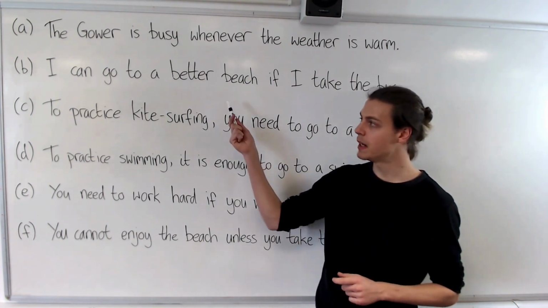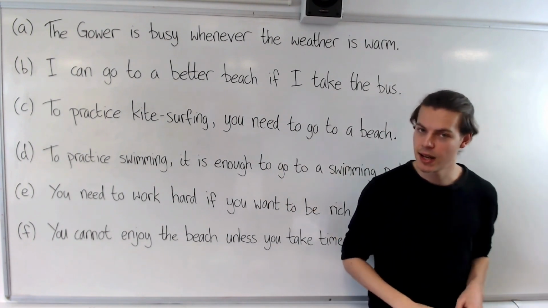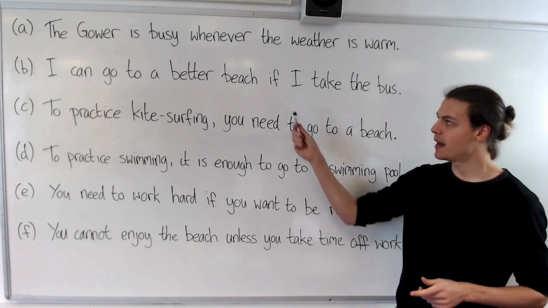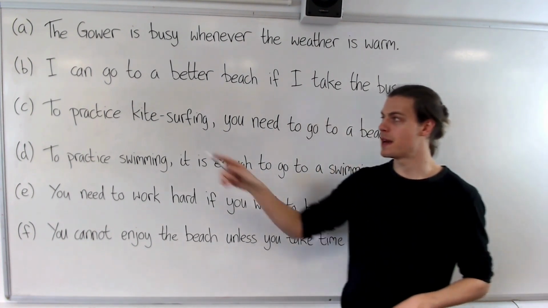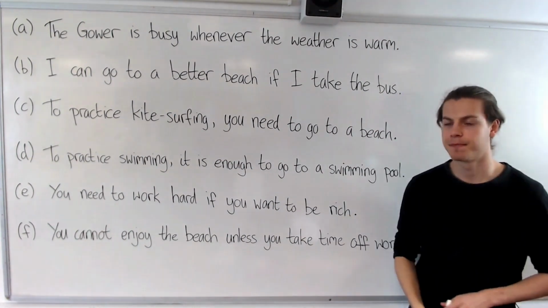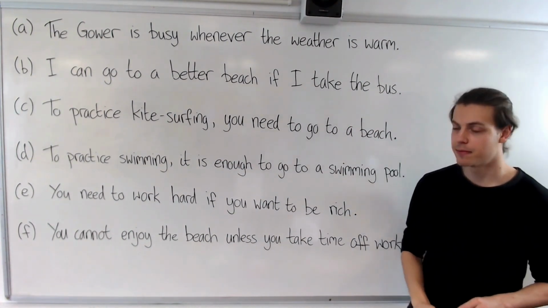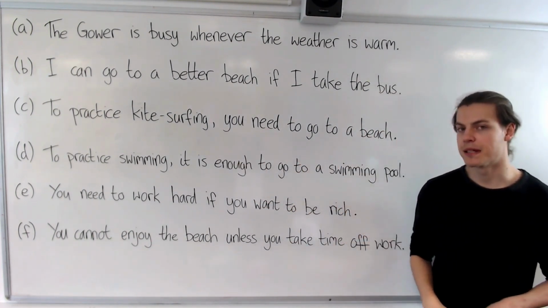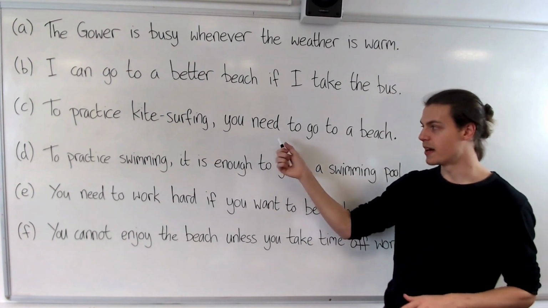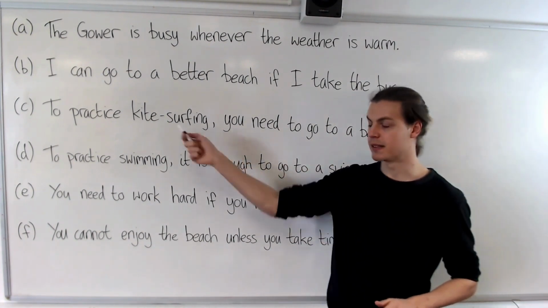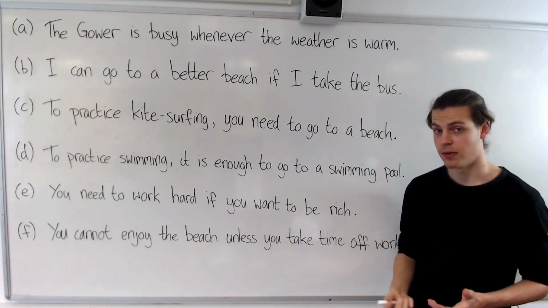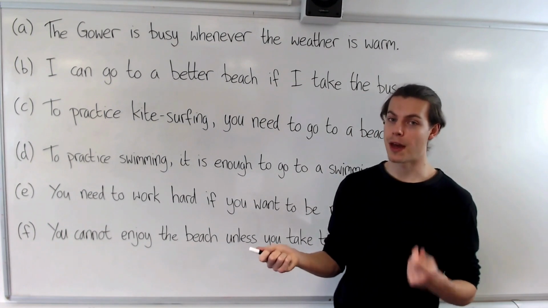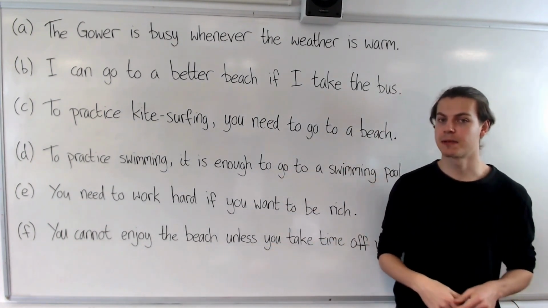Okay, statement B says, I can go to a better beach if I take the bus. It's a pretty straightforward one. If I take the bus, then I can go to a better beach. Statement C says, to practice kite surfing, you need to go to a beach. So it's necessary to go to a beach if you want to practice kite surfing. So we can say, if you want to practice kite surfing, then you need to go to a beach.